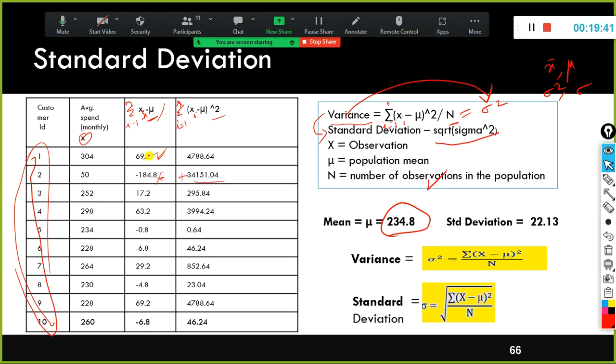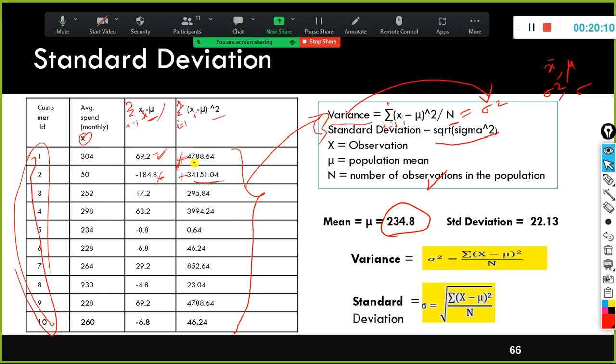I don't want to subtract the plus and minus values. Even if I have negative values, that value should get added instead of subtracting. So the only way out is we need to square the value. Minus into minus will become plus, and plus into plus is obviously a plus only. School time we studied, right? So finally we need to add all these values to get your variance.